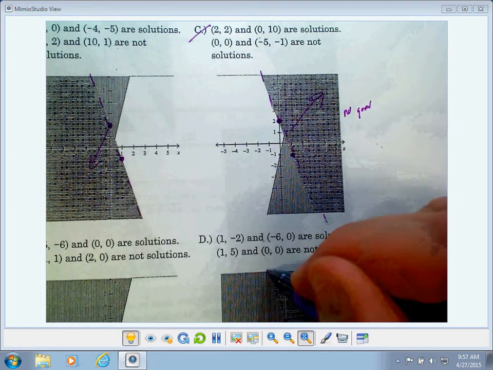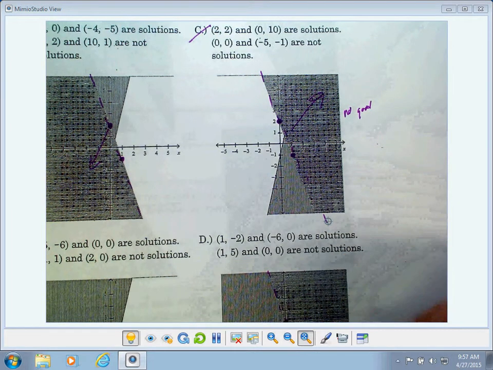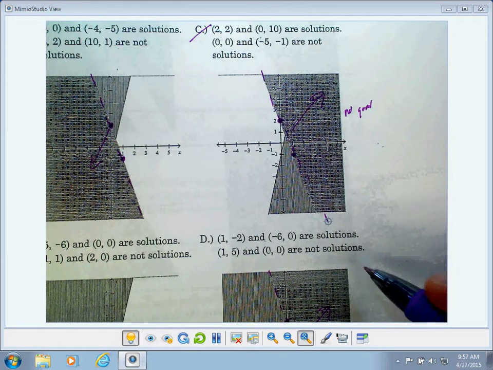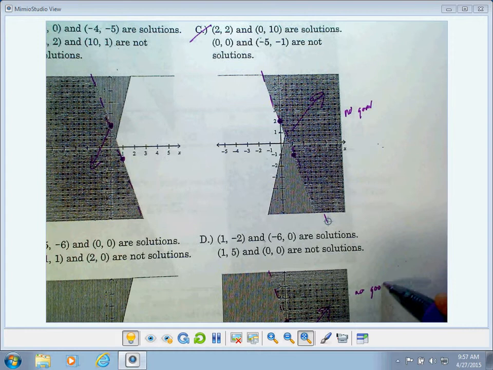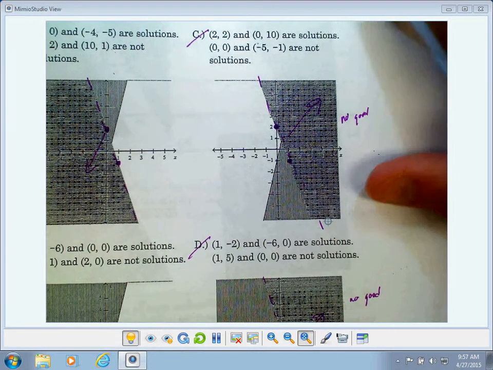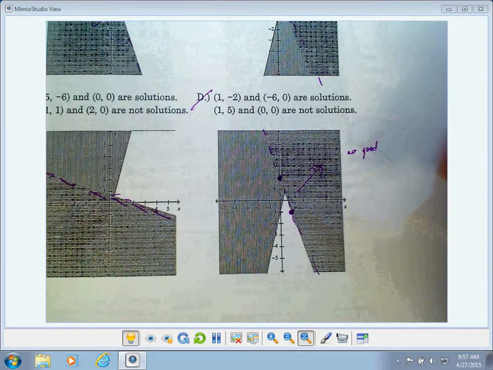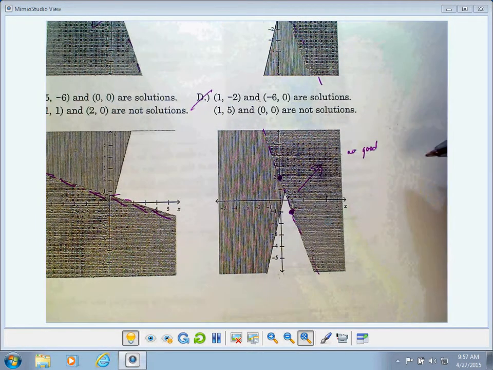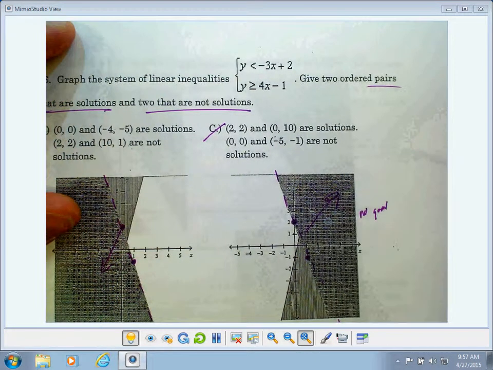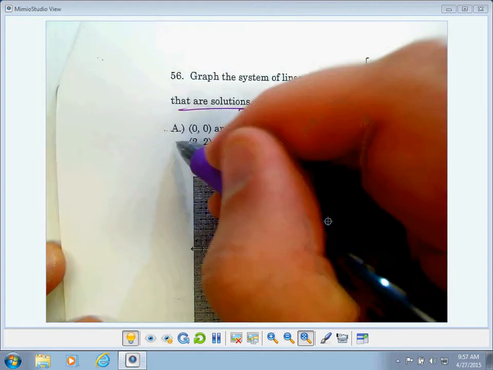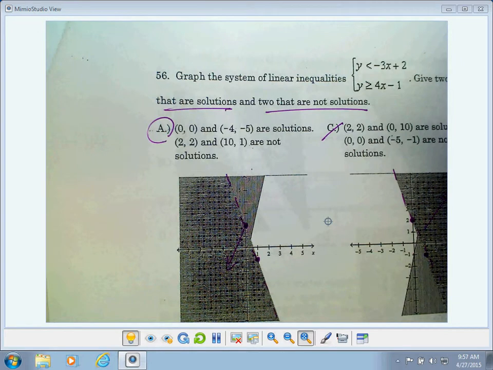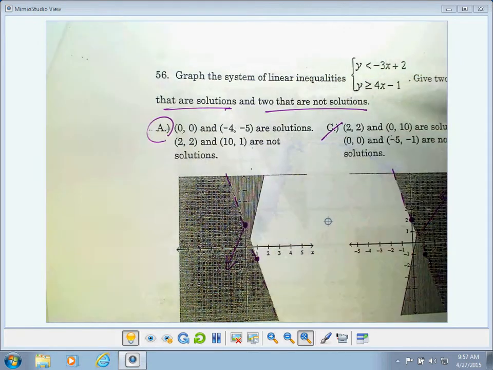And D, again, we should have down shading. This one is up from this line. So this is no good also. We can eliminate D. So again, because D had up shading when it's supposed to be a less than for that one, it's incorrect. So the only possible answer is actually A. But let's take a look at this part about the solutions, just in case you have to go farther than this. 0, 0 is a solution.